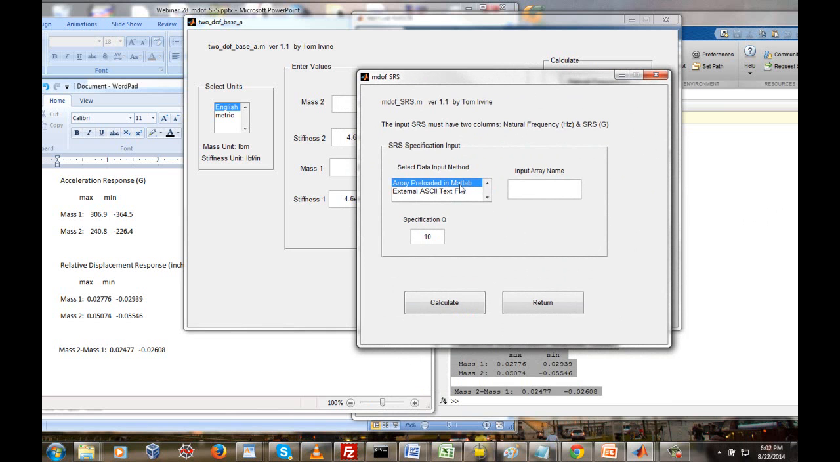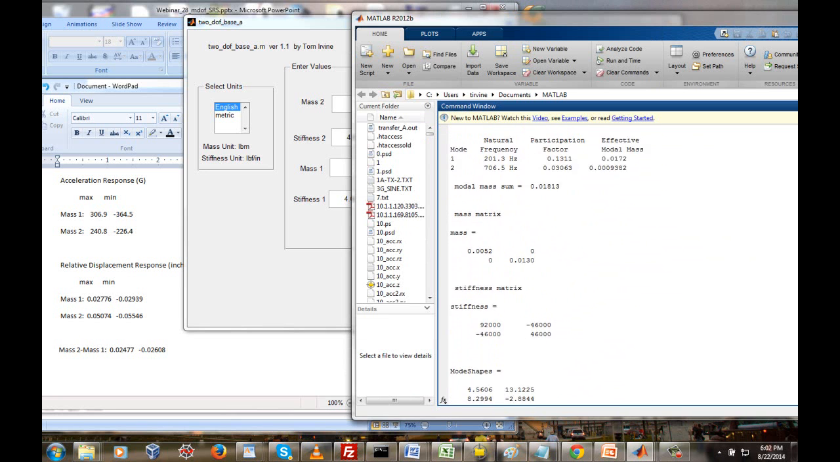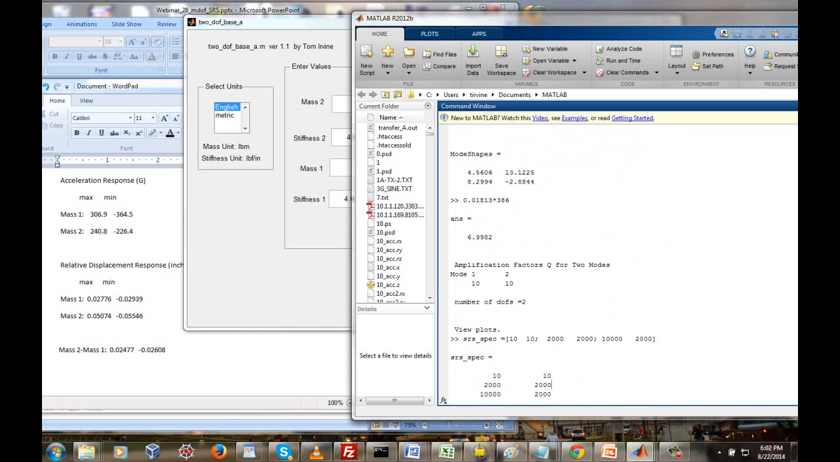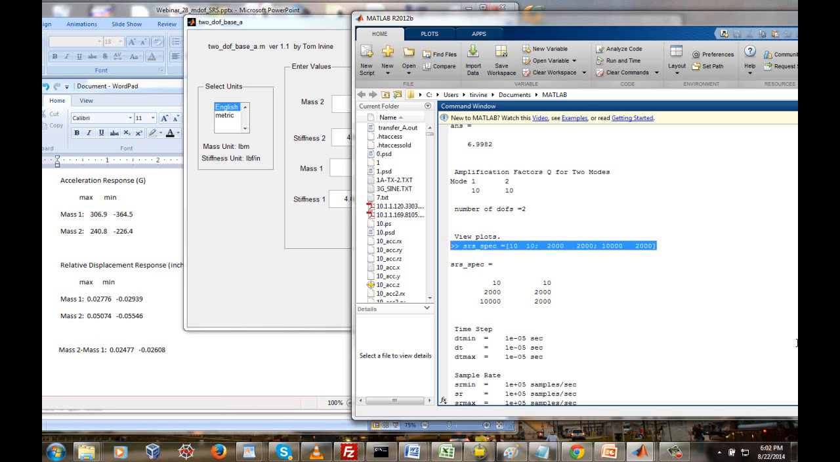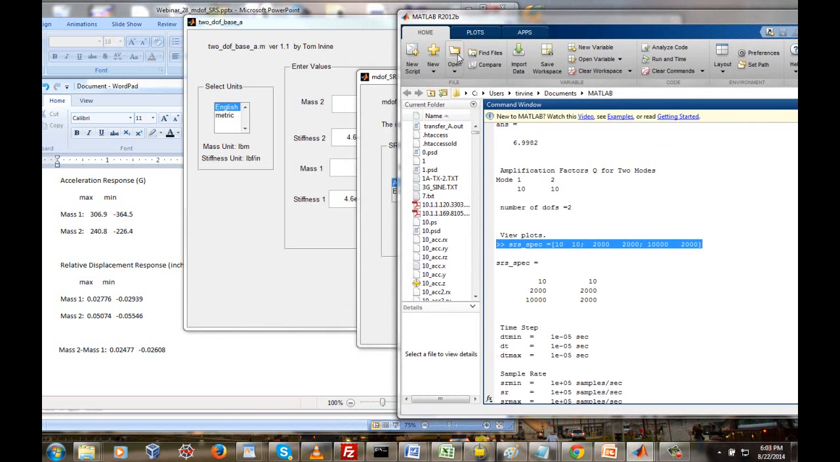But let's go here to this approximation method, and we need to apply the specification, which is natural frequency in hertz and SRS in Gs. We did this earlier. That's SRS underscore spec. Remember I copied and pasted the points into Matlab. In case you're wondering how we did that, it was this step right here. These are so simple I don't bother to post files on my blog, because you can just type those in yourselves.